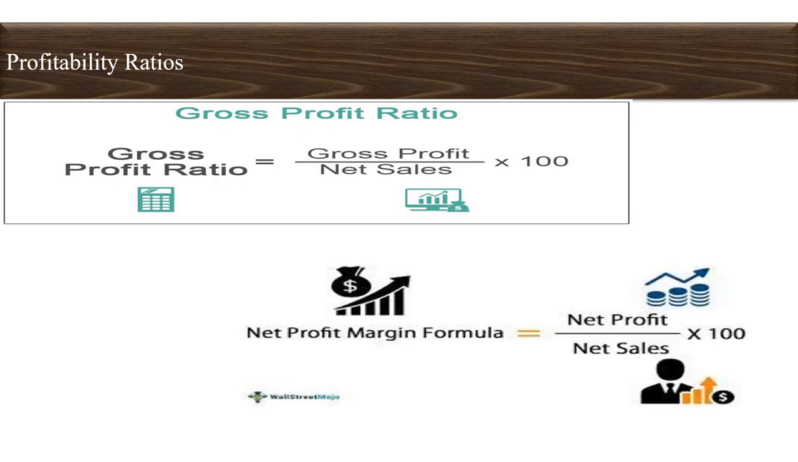Next, net profit ratio. Net profit ratios are calculated in order to determine the overall profitability of an organization after reducing both cash and non-cash expenditure. The formula used for the calculation of net profit ratio is net profit divided by sales into 100.